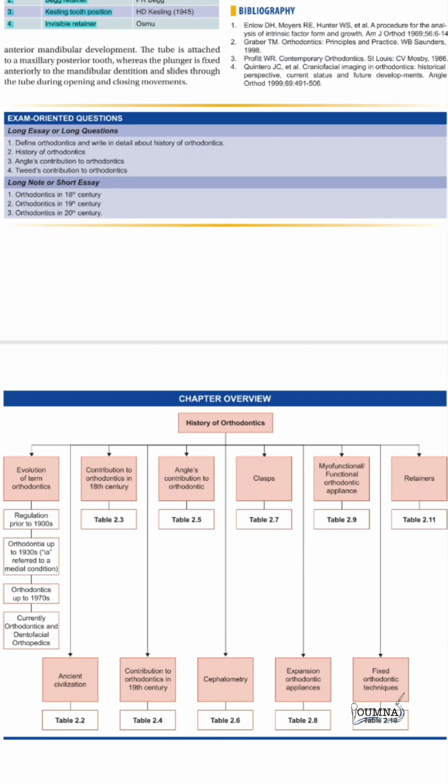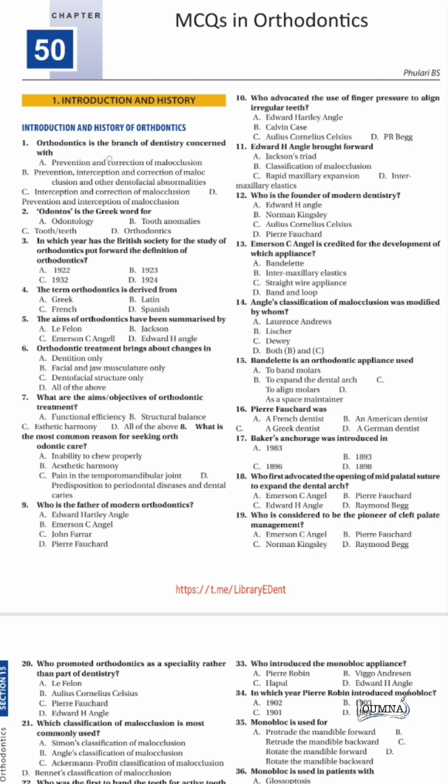Let's answer some Q&As to make sure that all of the information is fully understood. Orthodontics is the branch of dentistry concerned with prevention, interception, and correction of malocclusion. So it is B. Odontos, we said, is teeth or tooth, and it is a Greek word. The orthodontic treatment brings about a change in dentition, the dentofacial structure, all of the above.